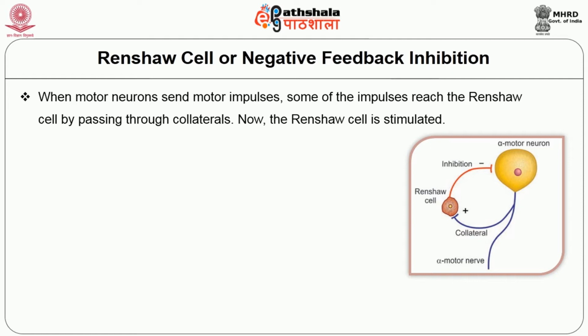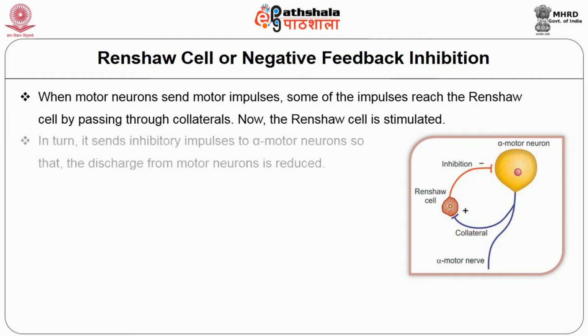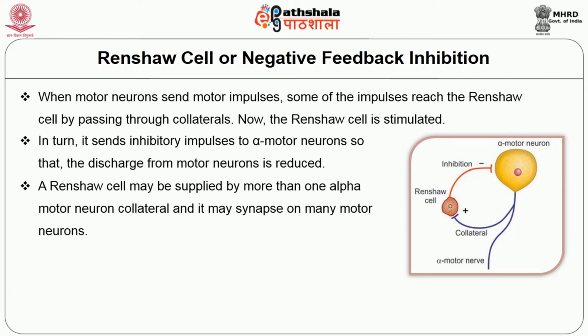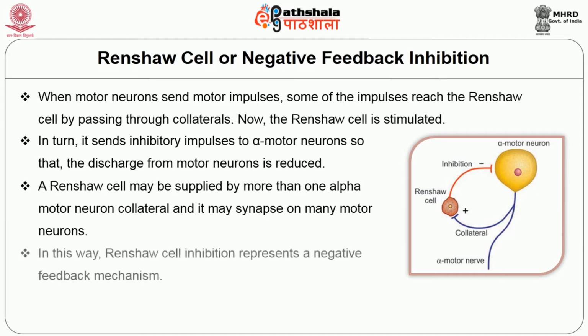Now, the Renshaw cell is stimulated. In turn, it sends inhibitory impulses to alpha motor neurons so that the discharge from motor neurons is reduced. A Renshaw cell may be supplied by more than one alpha motor neuron collateral and it may synapse on many motor neurons. This figure shows the Renshaw cell inhibition.